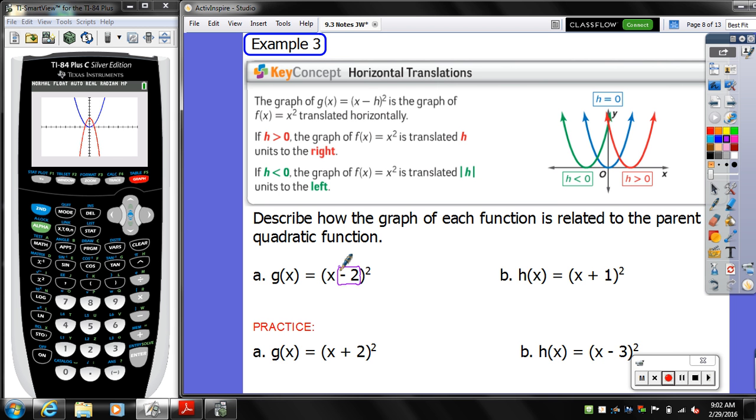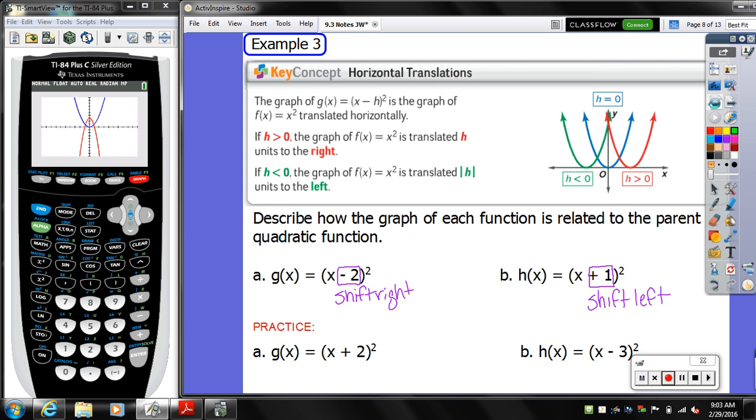So a minus 2 inside of your parentheses means that it is going to shift to the right. It's backwards from what you probably think. Then if you have a plus 1 inside your parentheses, so that's very important, then that is going to shift left.